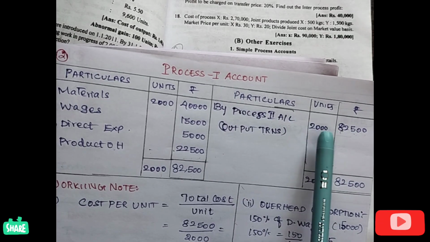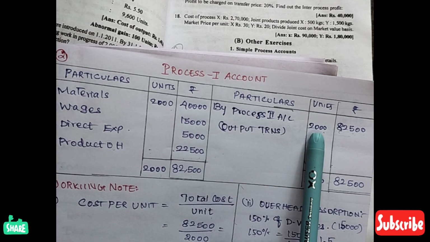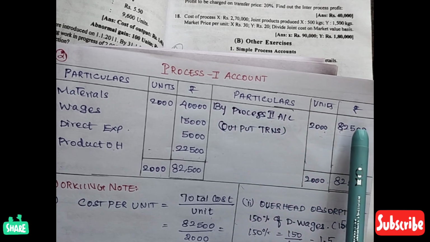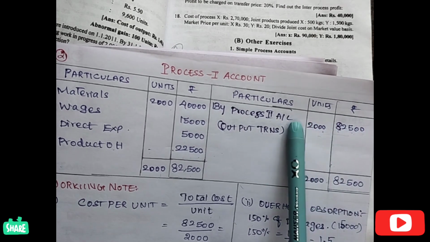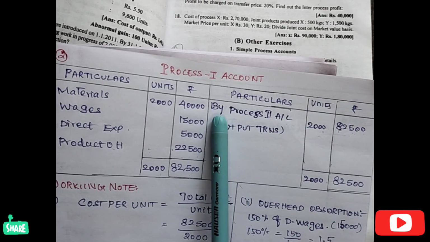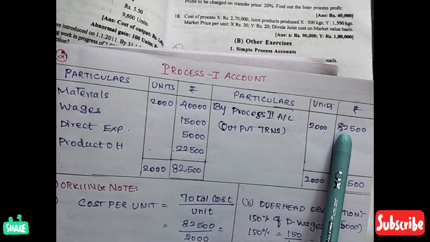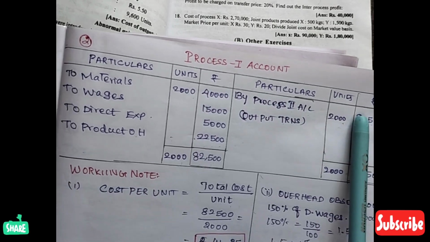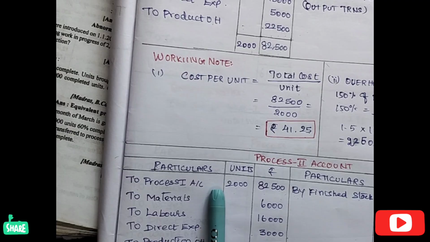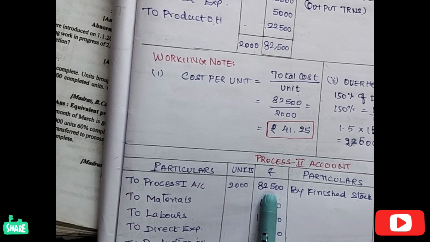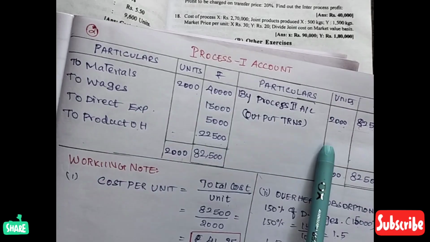2,000 units means output. At the end of the process 1, you find 2,000 units of output and the total cost of the process 1 is 82,500 rupees. Against this value, you write by process 2 account, which means these 2,000 and 82,500 will be transferred to process 2 account as the input units and the input cost, right? Okay, so now we completed the process 1.